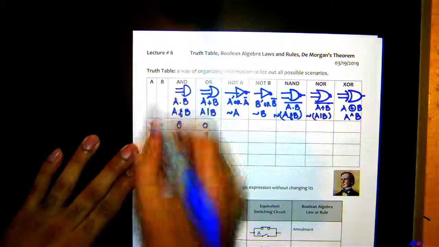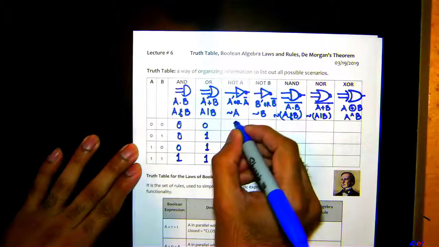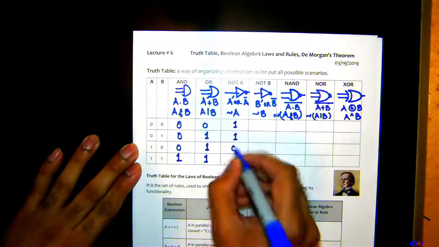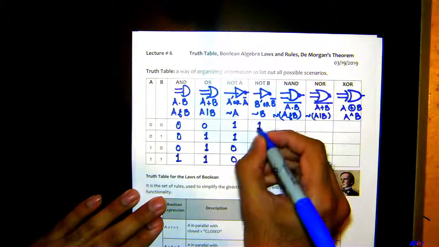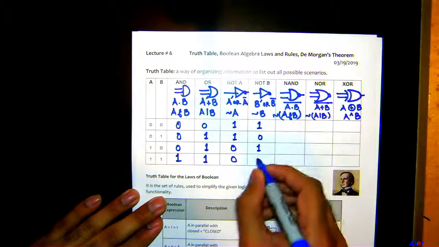Yeah, so A is 0, 0, 1, 1, so the opposite of that would be 1, 1, 0, 0. Not B would be 1, 0, 1, 0. Okay.